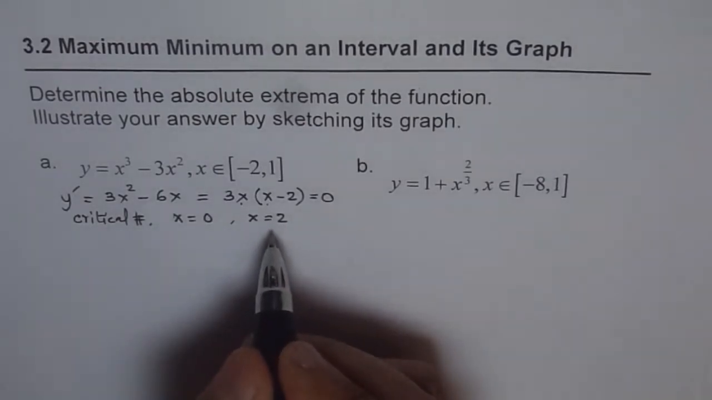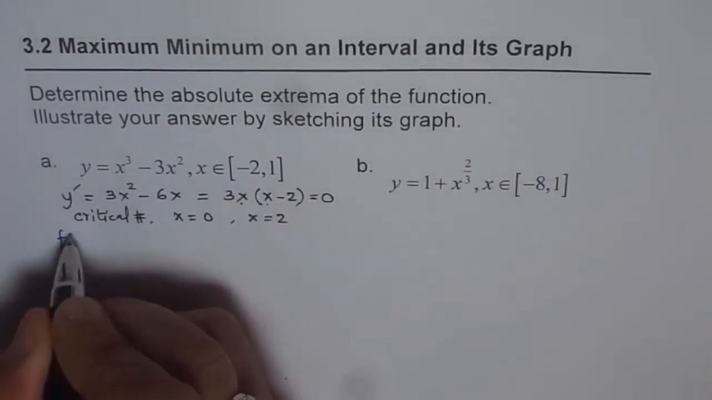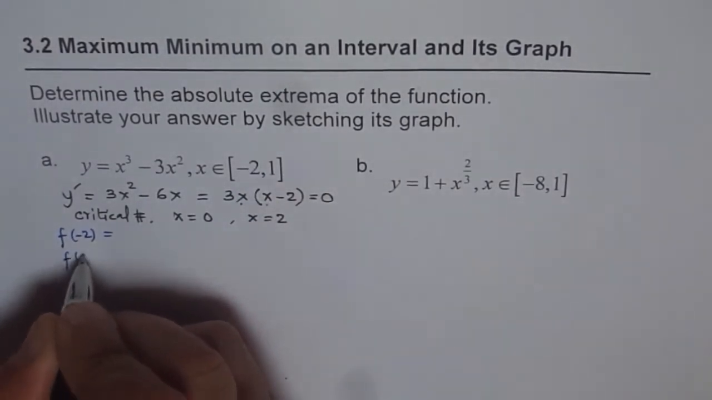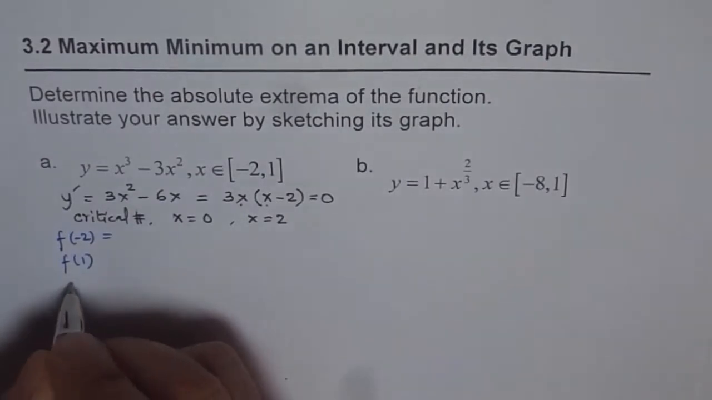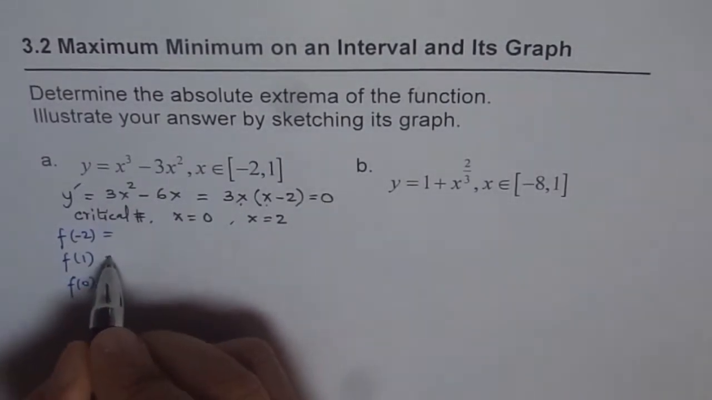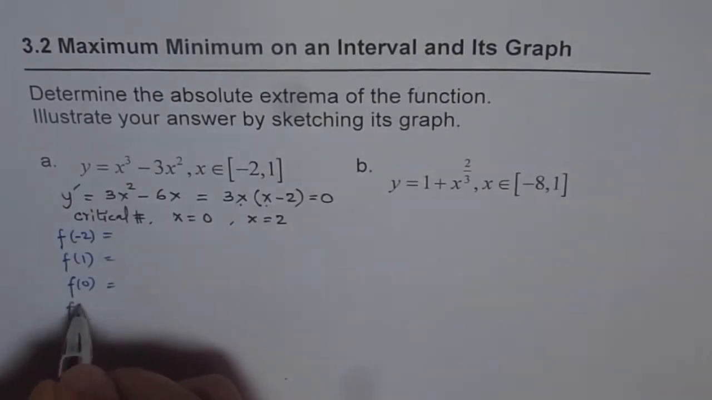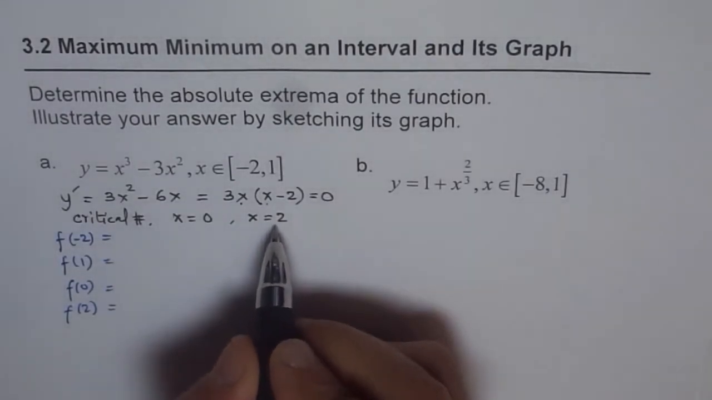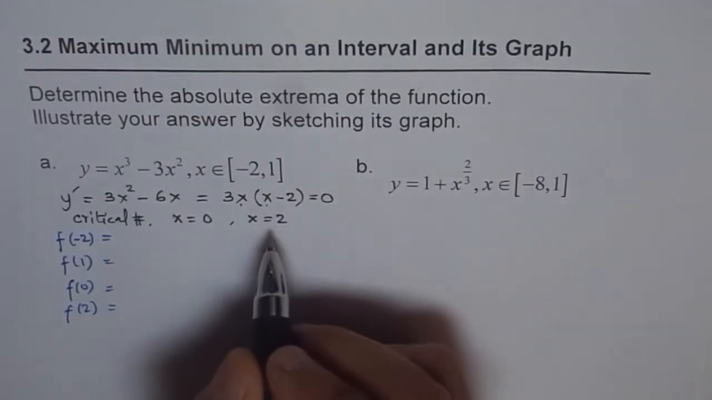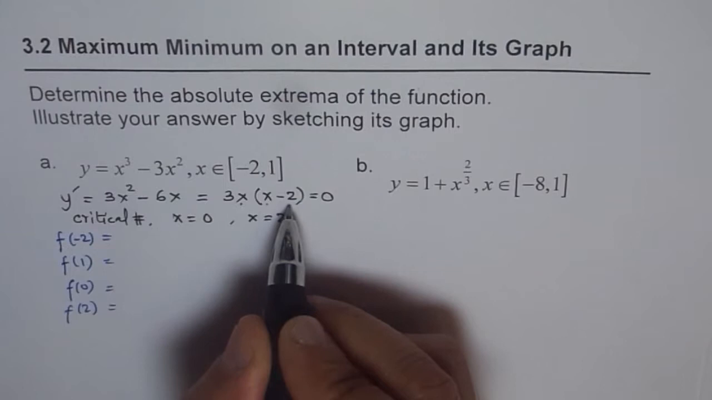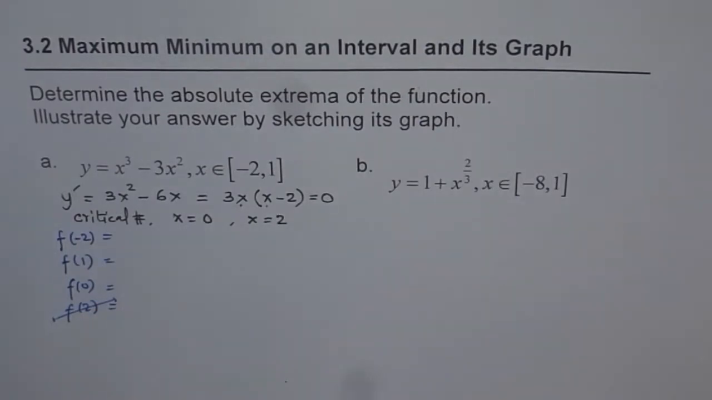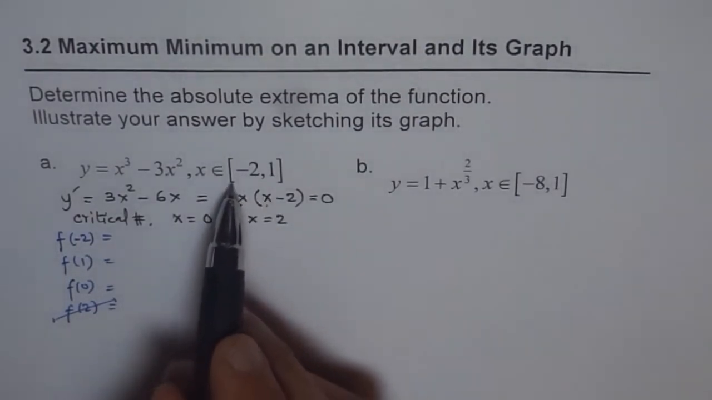So what we need to check is the value of the function at minus 2, the value of the function at 1, the value of the function at 0, and the value of the function at 2, correct? So these are the values which we should check. Now, as you can see here, x equals 2 is not within our boundary, right? Since this is not in our boundary, we can just forget about it. So we will not check the value of the function at 2 since it is not within the given boundary.